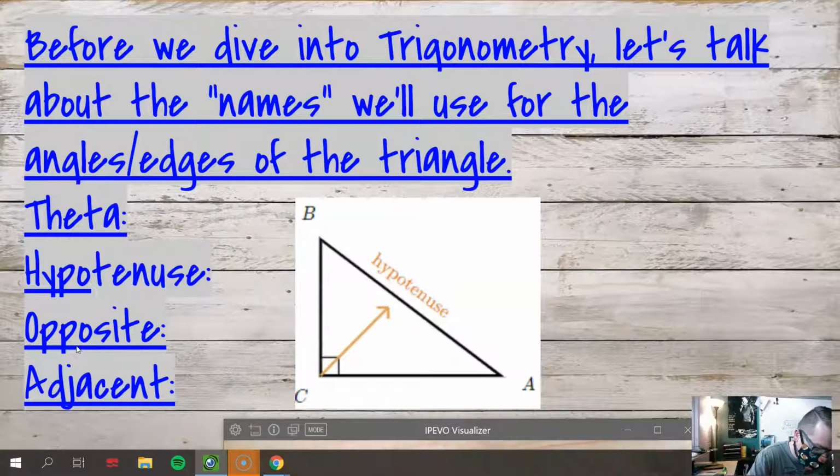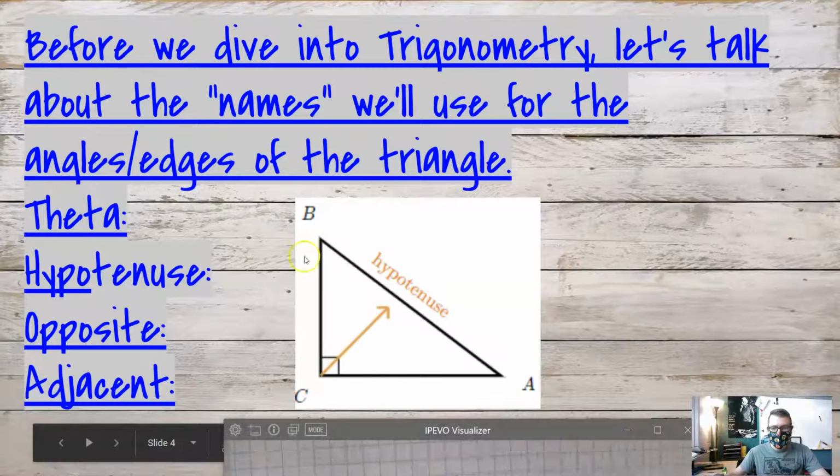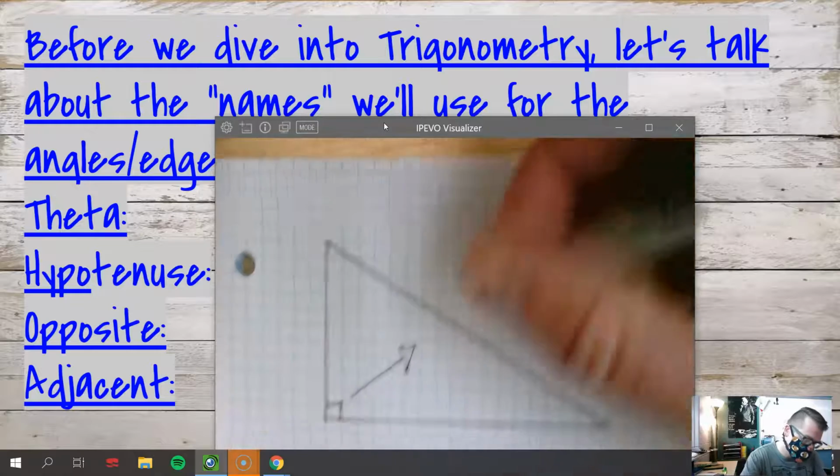And if you can, underline hypo on your notes to say it is under. Now really, we often talk about it as across from the 90 degree. But technically why it's called hypotenuse is it's under the 90 degree.